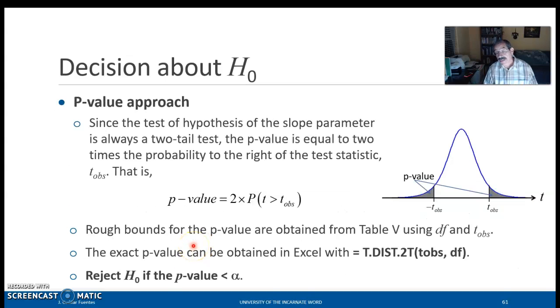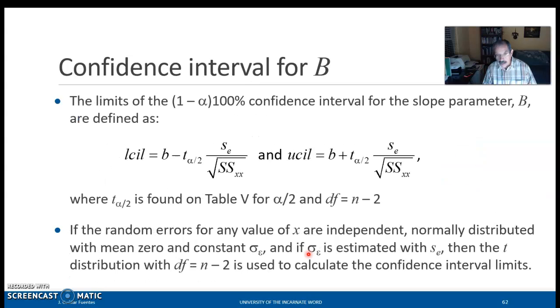If you're asked to use the p-value approach, then remember this is a two-tailed test, so the p-value is 2 times the probability to the right of the t observed. Again, from table 5, we can find some bounds for the p-value, but if you want to find the exact p-value, you can use this formula in Excel. And the same rule as before: if the p-value is less than alpha, we reject the null hypothesis. So that hasn't changed.